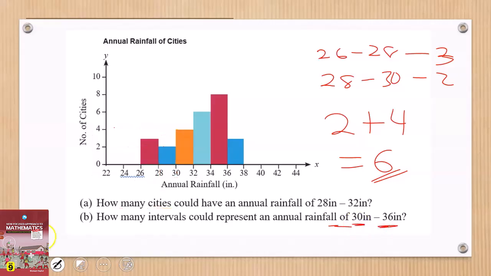Then again, how many intervals could represent an annual rainfall of 30 inches to 36 inches? And you can see from the graph that between 30, so 30 is here, and then 36 is also here. How many intervals are involved? We have 1, 2, 3 intervals. So we can say 3 intervals could represent the annual rainfall that lies between 30 inches to 36 inches. Good. Let's take another example and see.